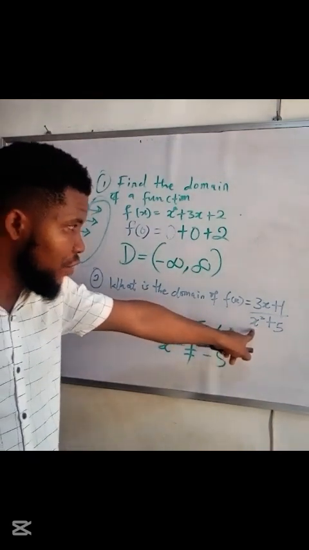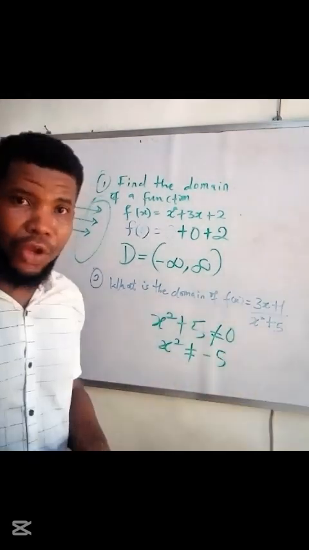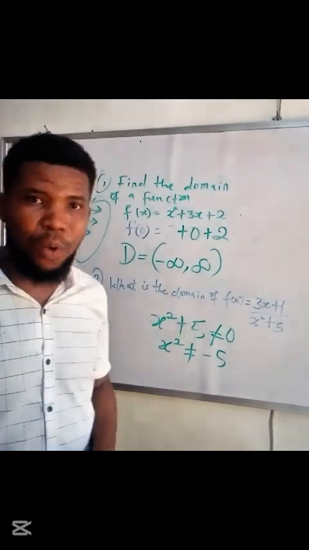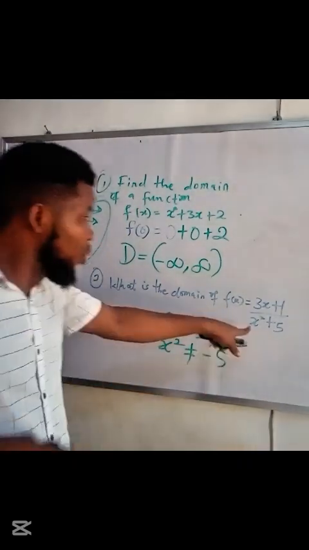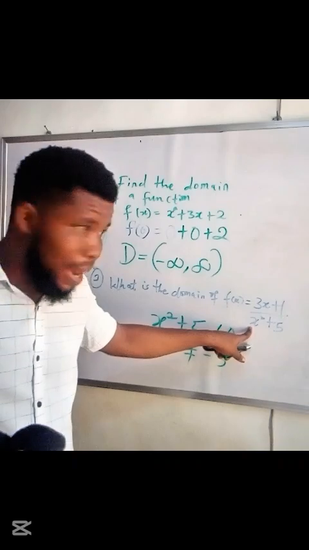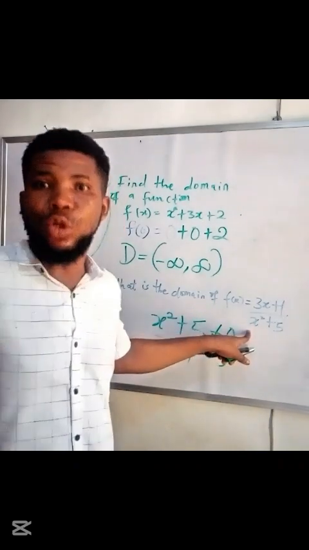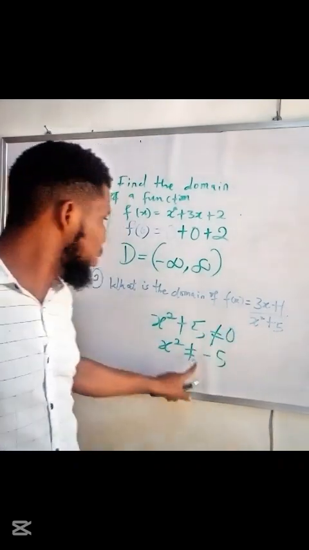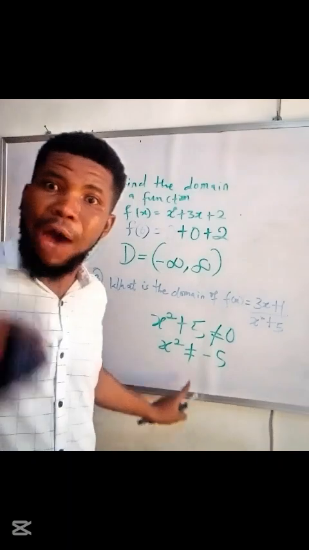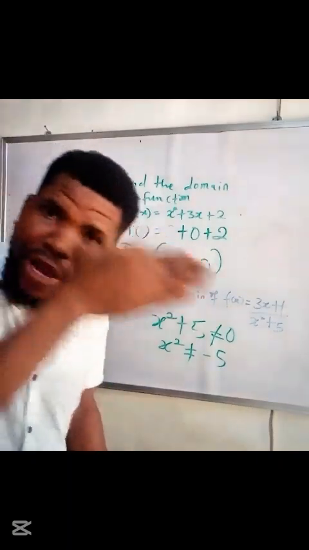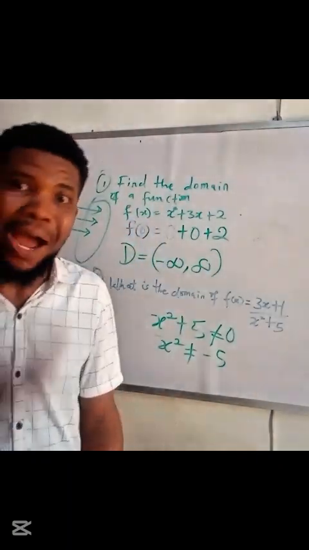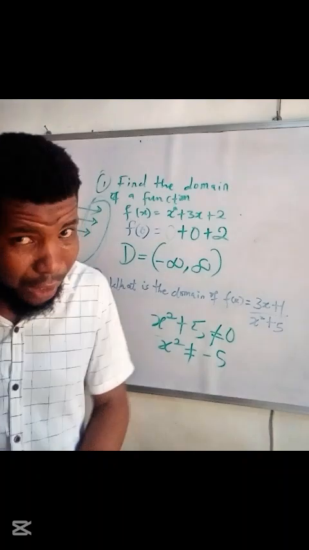If I put positive numbers here, I'm still going to get positive. So if you look at it very well, if I put a negative number, I'm still going to get a positive number. If I put s raised to power minus 2, minus 2 times minus 2, that will be plus 4. If I put a positive number, I'm still going to get a positive number.